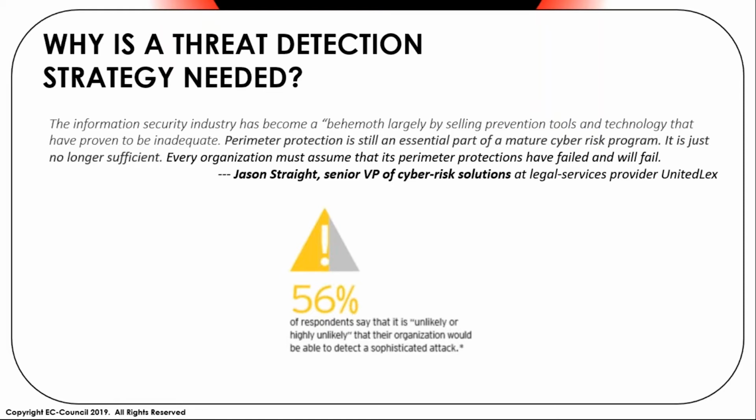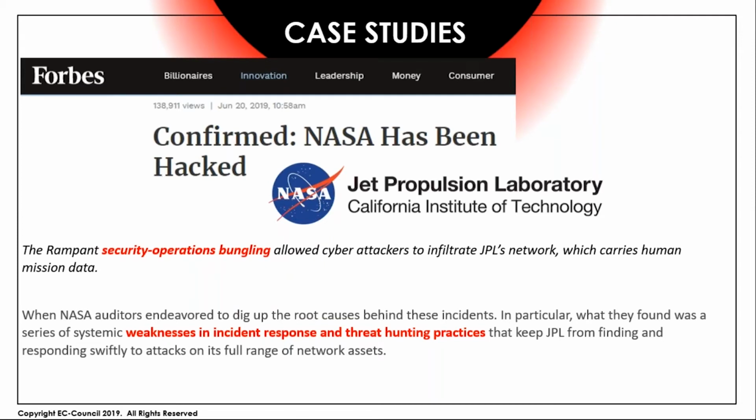Now, if we look at some of the case studies, we have two case studies for you today. The first is that of the NASA Jet Propulsion Lab. The NASA Jet Propulsion Lab was breached, and following the analysis of the breach, they found that it was weaknesses in their incident response and threat hunting practices that limited their response efforts.